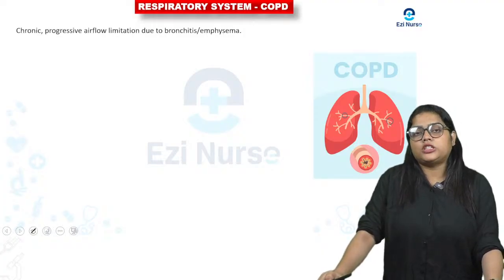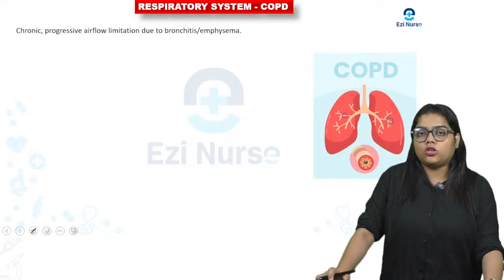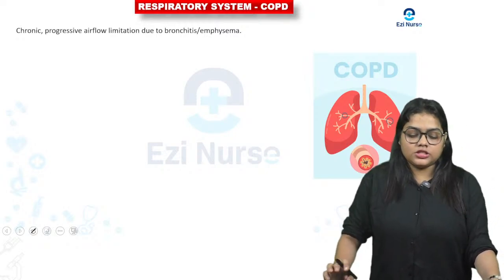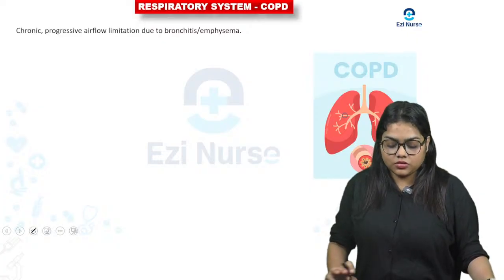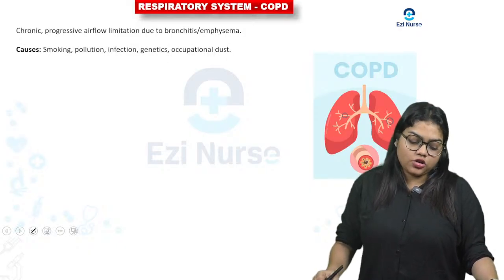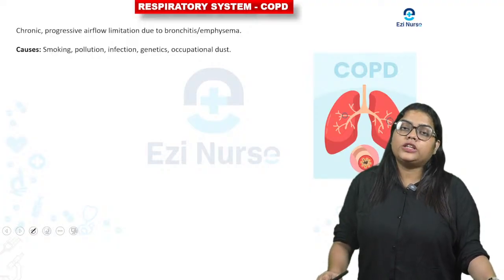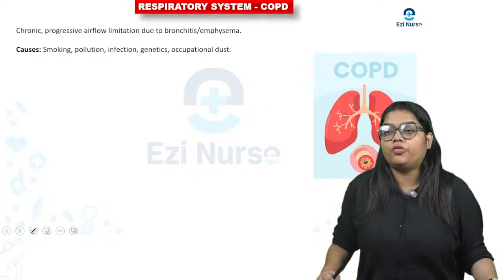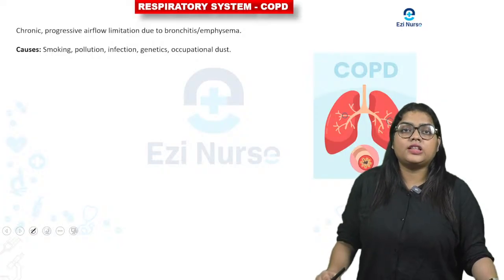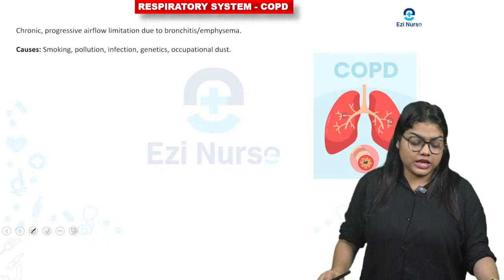Okay, so there will be infection and inflammation, mucus release, and there will be pus formation. So this can clog the airway and the airflow will be limited. So this is called chronic obstructive pulmonary disease. What are the main causes? The main causes include smoking, pollution, infection, genetics and occupational dust, especially in persons who work in a coal mine, or work with cotton or fiber, or work with asbestos. They usually suffer from this kind of disease.